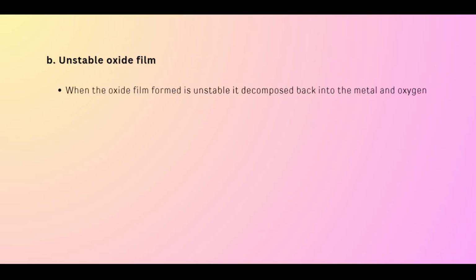Next, let us see the unstable oxide film. When the oxide film formed is unstable, it decomposes back into the metal and oxygen. That is, 2MO, metal oxide, will give us metal plus oxygen, and this can be decomposed back into the metal and oxygen. Therefore, oxidation corrosion is not possible in the case of noble metals such as silver, gold and platinum. Let us see the next one. Volatile oxide film. When the oxide film formed is volatile, it vaporizes as soon as it is formed.